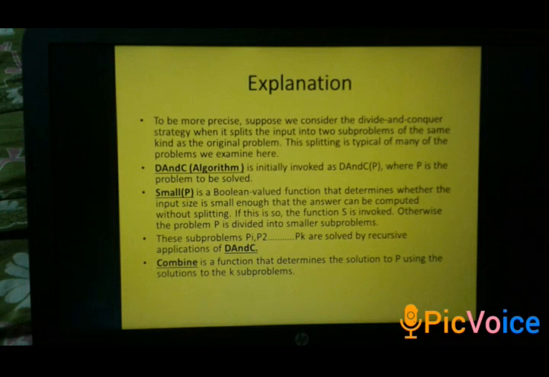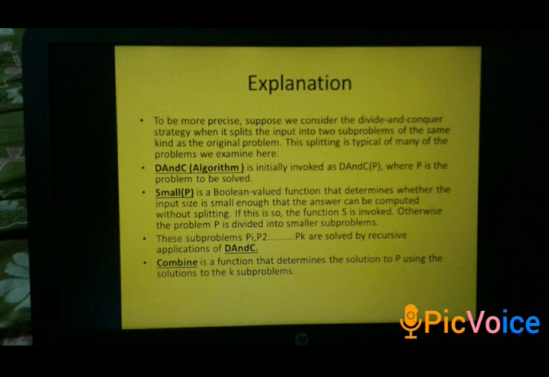To be more precise, suppose we consider the divide and conquer strategy. It splits the input into two subproblems of the same kind as the original problem. This splitting is typical of many of the problems we examine here. So the important thing we are seeing in this algorithm is divide and conquer. The D and C algorithm is initially invoked as D and C of P, where P is the problem to be solved. Small(P).